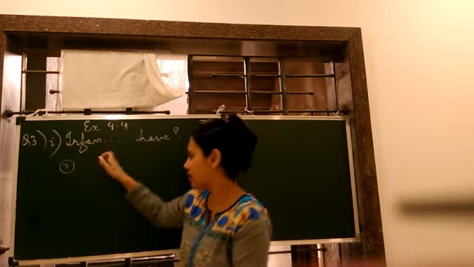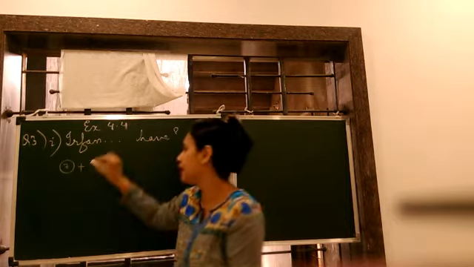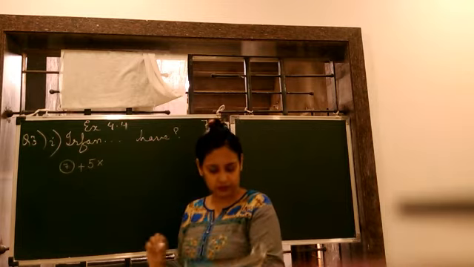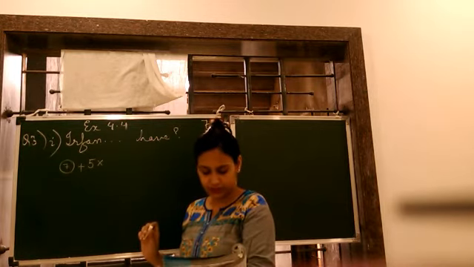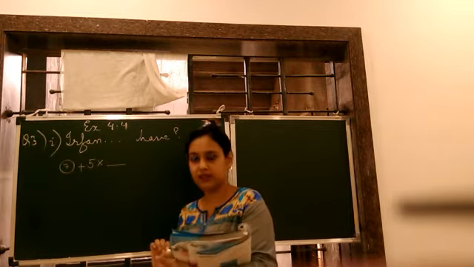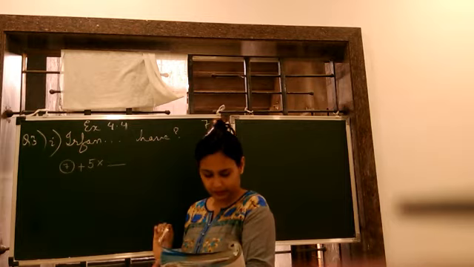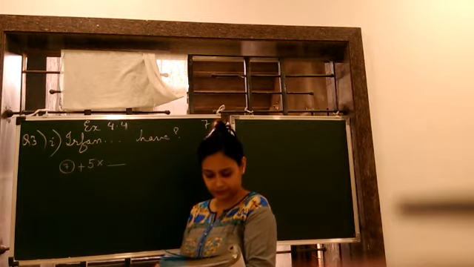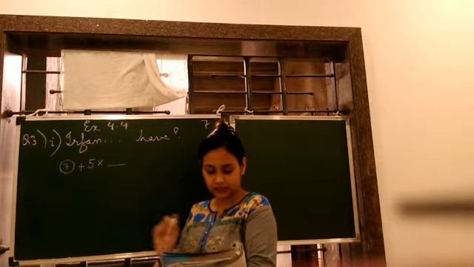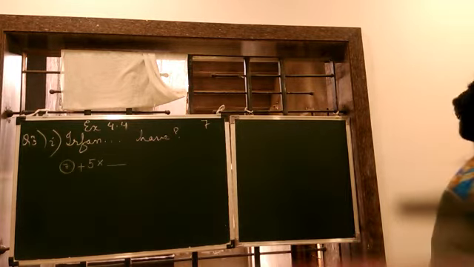More means plus. More than 5 times. 5 times means multiplication. 5 times the marbles Parmeet is having. We don't know how many marbles Parmeet is having. Now, if Irfan is having a total of 37 marbles, then how many marbles is Parmeet having?